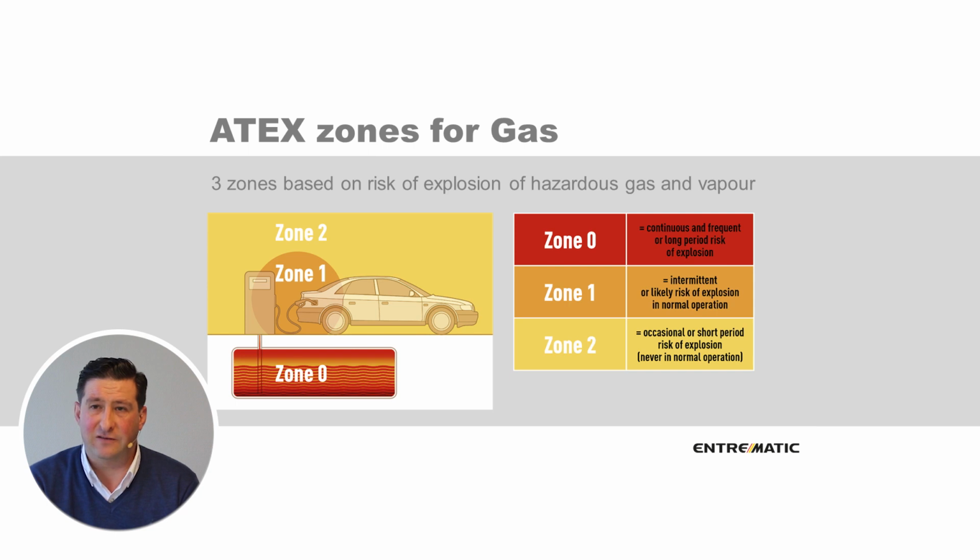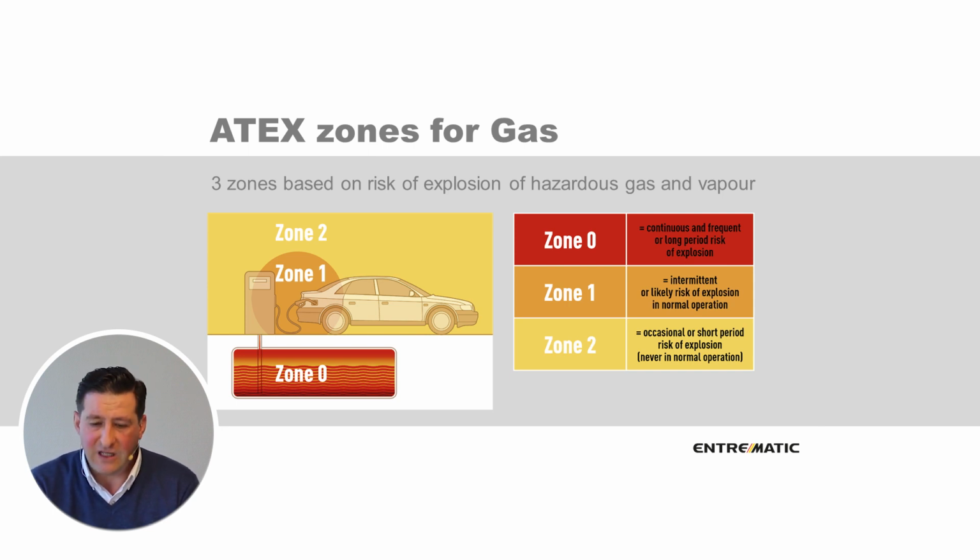The tank underground is a typical zone 0. Around the pump and the nozzle it's a zone 1, and a little bit further away you have then the zone 2. The zone 0 is the most dangerous zone. The risk is the highest. Zone 1, orange, is the intermediate, the medium risk zone, and the zone 2 is the lightest version of the risk.